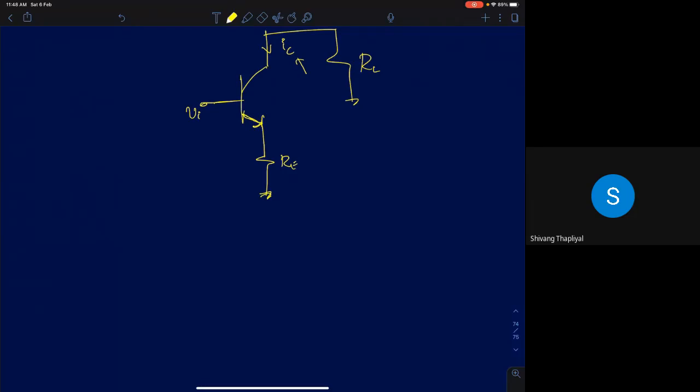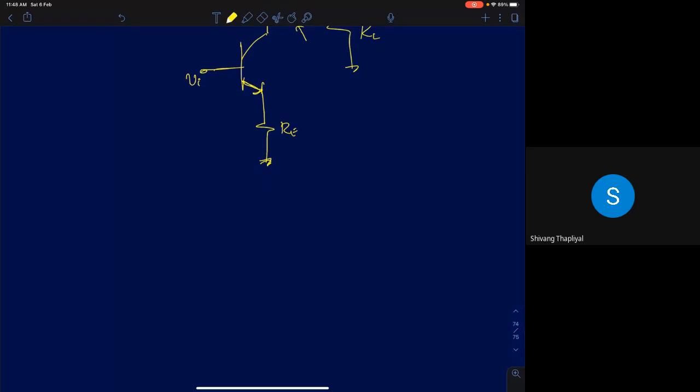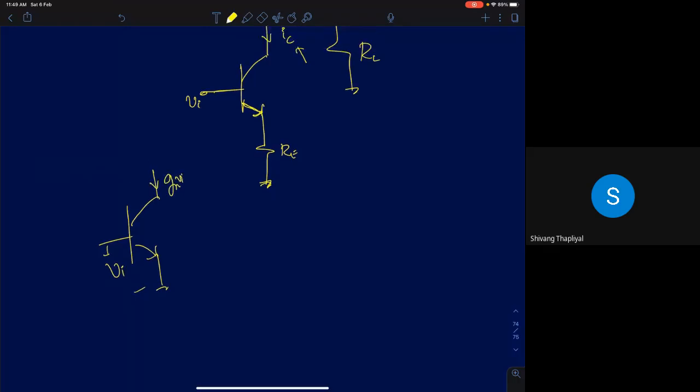You guys recall that? Yeah, so what will be the value? It won't be GM, obviously, because there is an RE present. See, if you take a simple MOSFET or a BJT directly, and apply a voltage VI across it entirely, then you get GM VI.